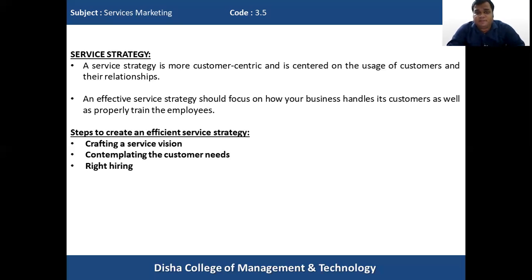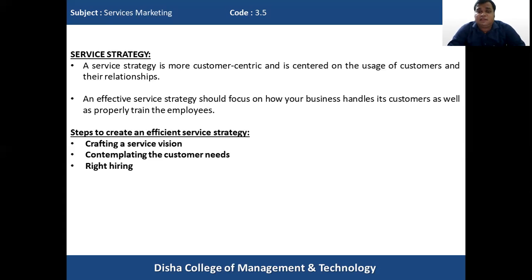Then comes right hiring, because there are certain qualities that cannot be instilled in people. They should have them previously, the kind of attitude, the kind of personality they have. And this right hiring aims at seeing that we recruit the right kind of people into the service organization, who have a very good personality, a good attitude, and who are ready to listen to the customers, who are ready to deliver the best service to the customers. So this is also very, very important.